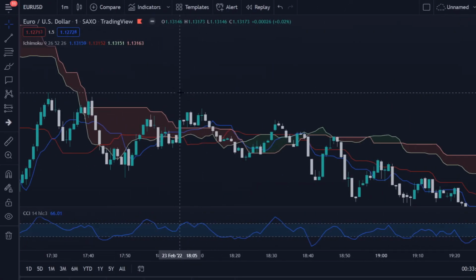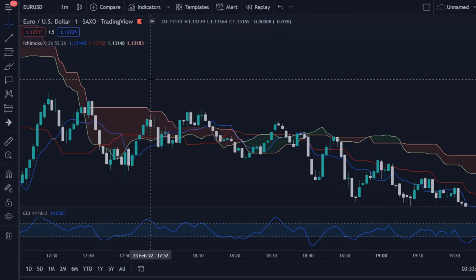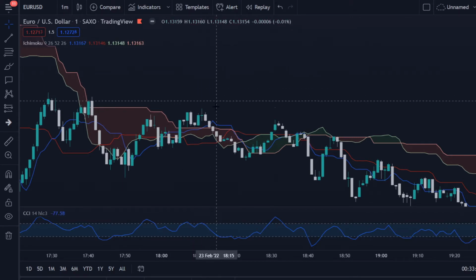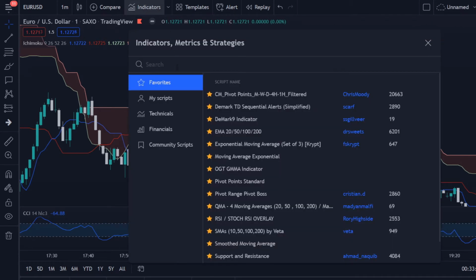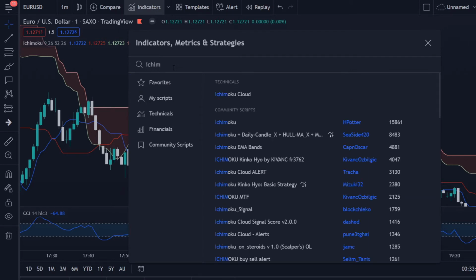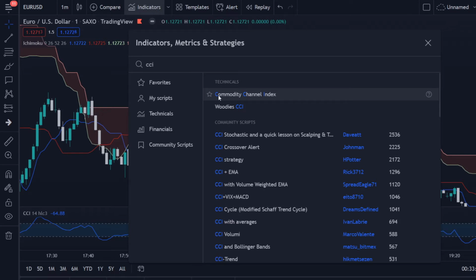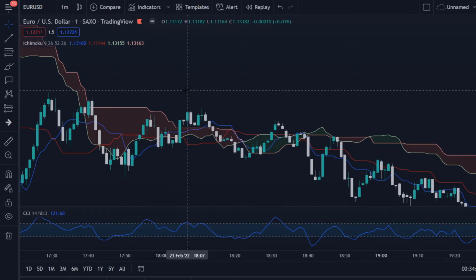Okay, for this trading strategy, I'm looking at the Euro USD chart and I'm using TradingView as a charting platform, and I'm looking at the 1-minute time frame. For this trading strategy we need two indicators, so go over here to the indicator tab and then we are looking for the Ichimoku cloud. Over here you click on that, and also make sure to use the commodity channel index, aka CCI. But we do not use the default settings for these indicators.